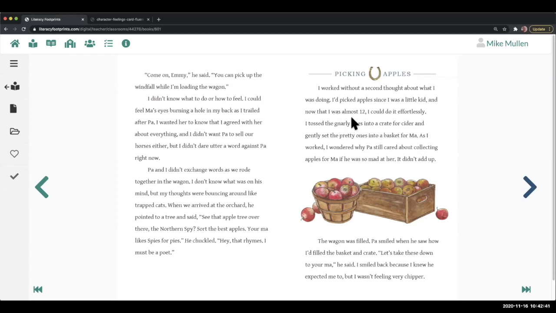Okay, I want you to do a substitution for this word gnarly. Okay? There's a clue in the sentence. I tossed the gnarly ones into a crate for cider and gently set the pretty ones into a basket for mom. Okay, I want you to substitute a word for gnarly. Okay? Write it on your whiteboard and let me see it.